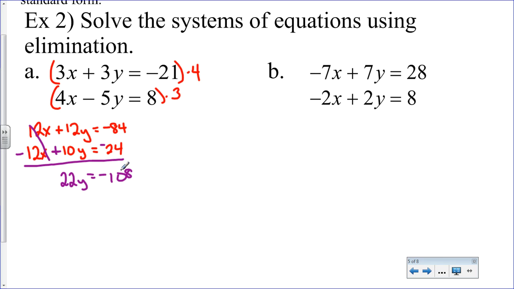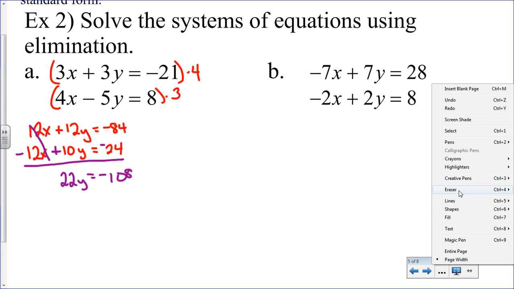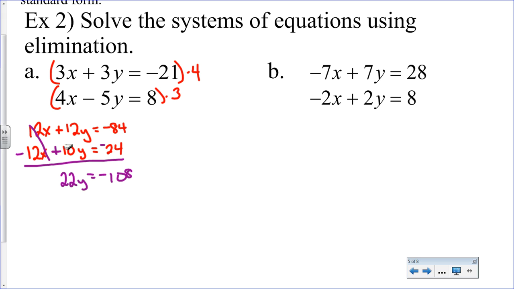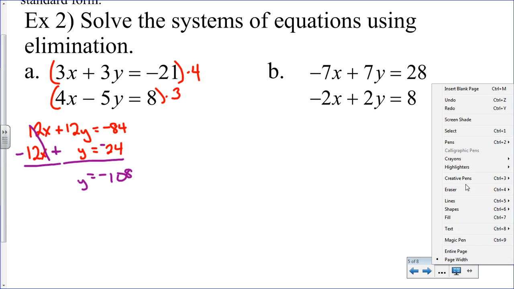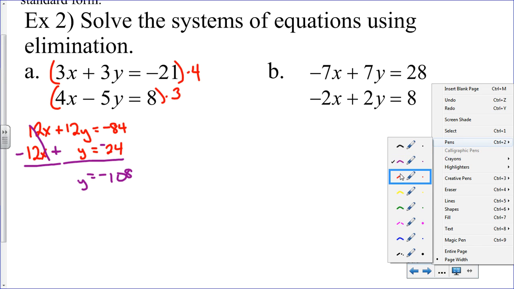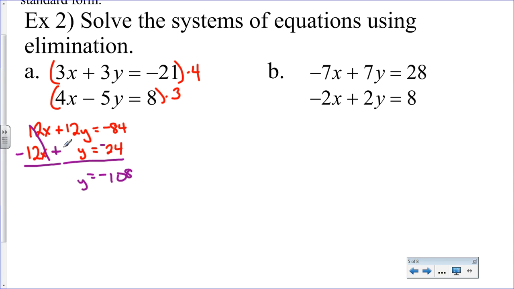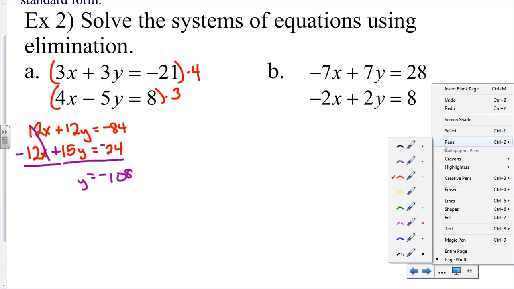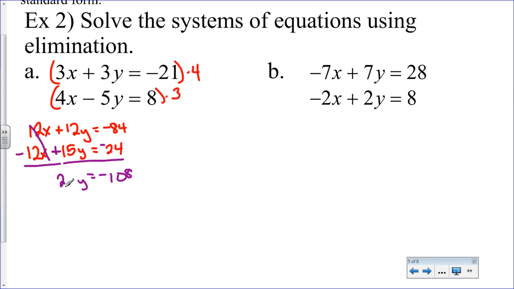I'm going to check here because I think I made a mistake. I did make a mistake. Right here, hopefully you caught it. 3 times 5 isn't 10, it's 15. And I caught that mistake because if I divide 108 by 22, I actually get a decimal. So that should have been a 15. So 12 plus 15 looks a little bit better. 12 plus 15, we get 27. Okay, so now 108 divided by 27 is negative 4. I apologize for that.